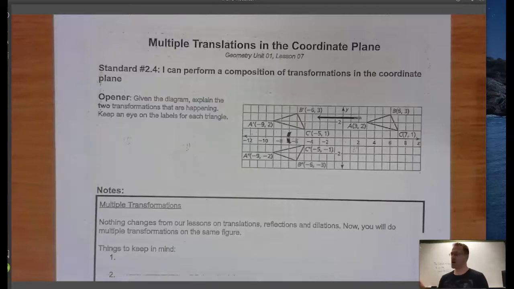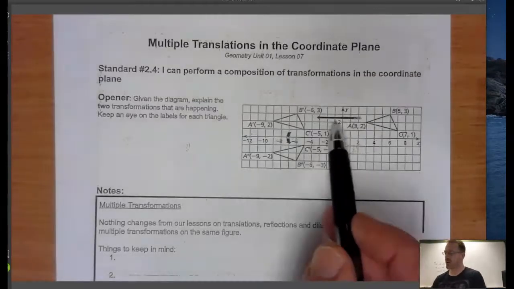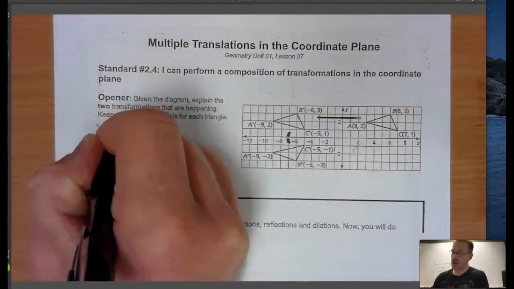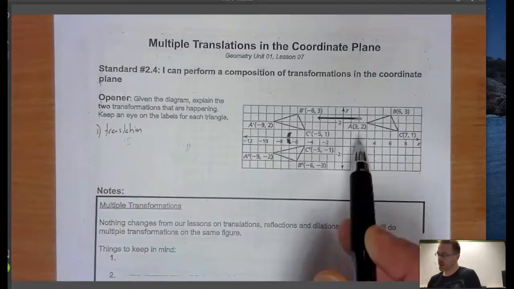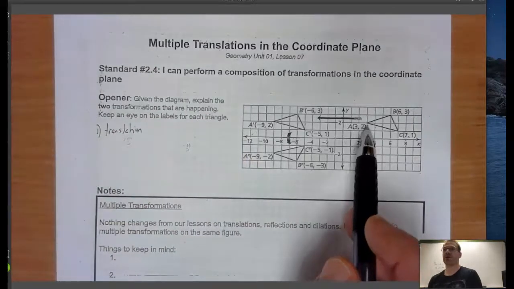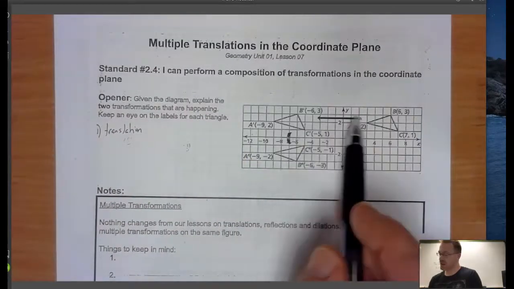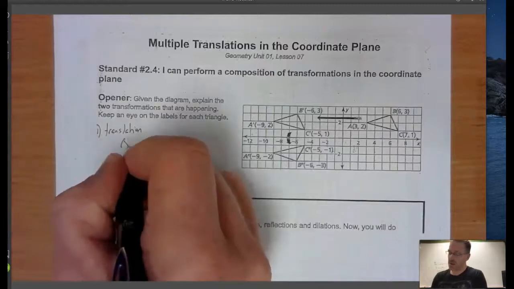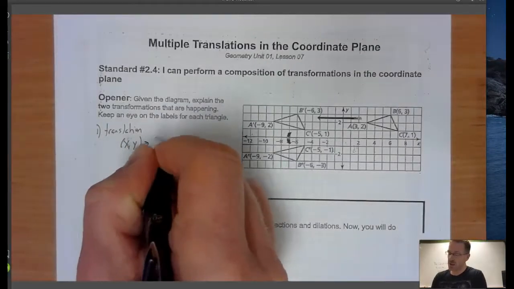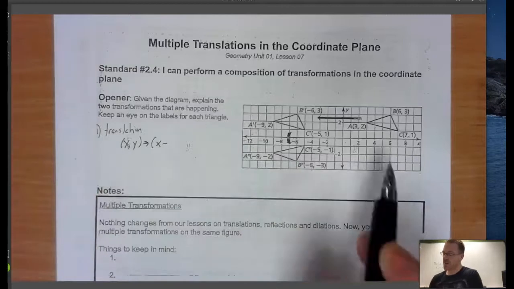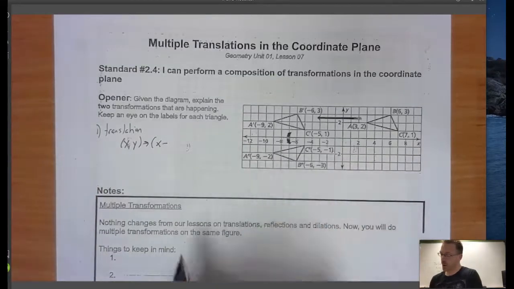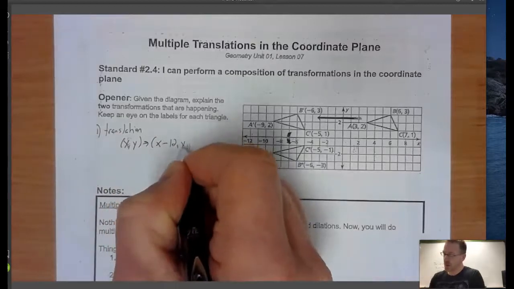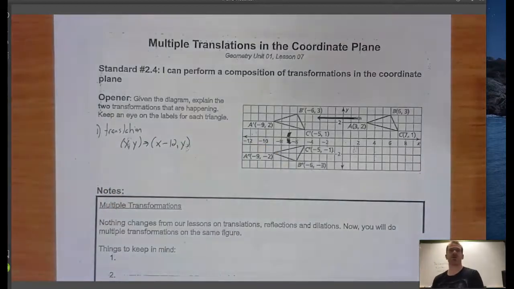All right, so if we look, the first transformation that occurred here was a translation. And it looks like we moved just horizontally. It doesn't seem to be any vertical shift. So if we use our translation notation, it looks like we went left 12 units. And it looked like y stayed the same. So there was our first transformation.